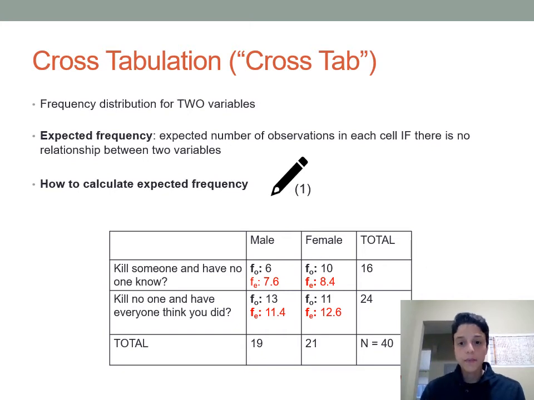All right, so we're back on the same slide that we were before, except now you can see I've filled in our expected frequencies on the crosstab that we had. So again, those expected frequencies in red are what we would expect to see if there was no relationship between gender and responses to the would you kill someone or kill no one question.